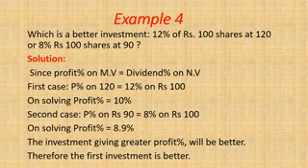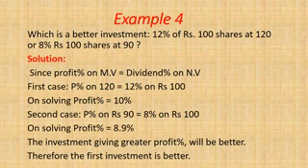In the question it is given, which is a better investment, that is 12% rupees 100 shares at 120 or 8% rupees 100 shares at 90. As per the solution, since the profit percent on the market value is always equal to the dividend percent on the nominal value. In the first case, the profit percent on rupees 120 is equal to 12% on rupees 100. It implies P by 100 into 120 is equal to 12 by 100 into 100. It implies the profit is equal to 10%.